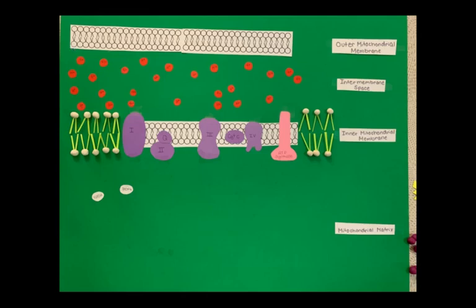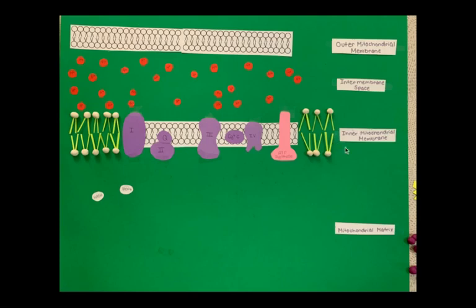Hi everyone, this is my oxidative phosphorylation model. So to start off, I want to point out the areas of the mitochondria. Here we have the outer mitochondrial membrane, which is the outermost membrane of the mitochondria, hence the name. Next, there is the intermembrane space, which is between the outer and inner mitochondrial membranes.